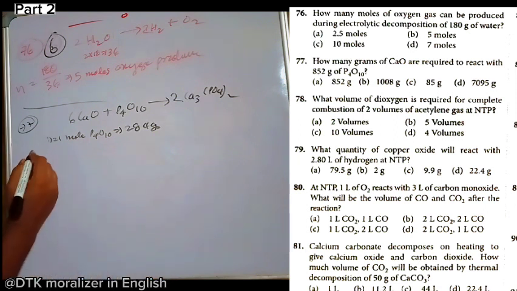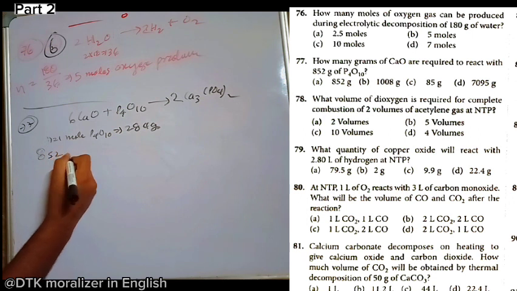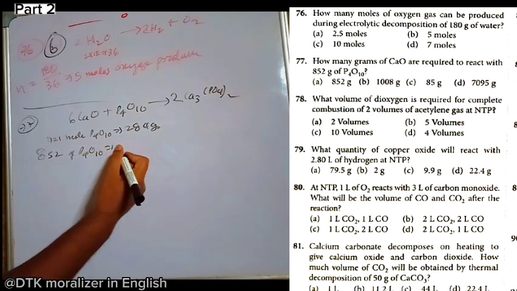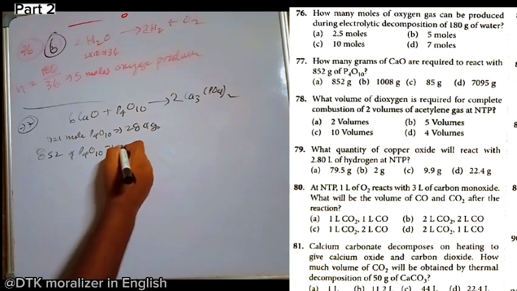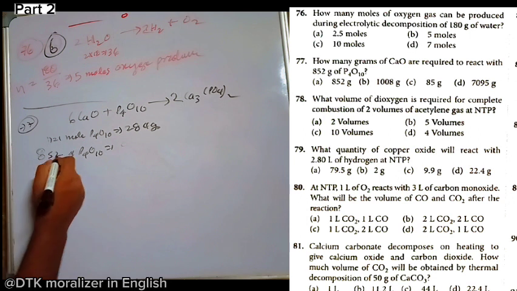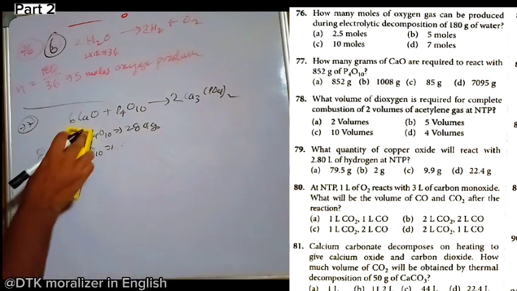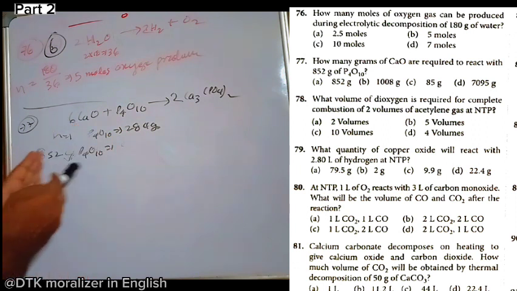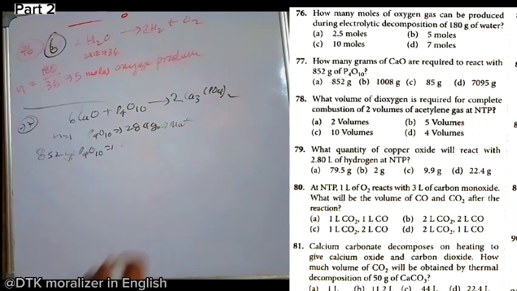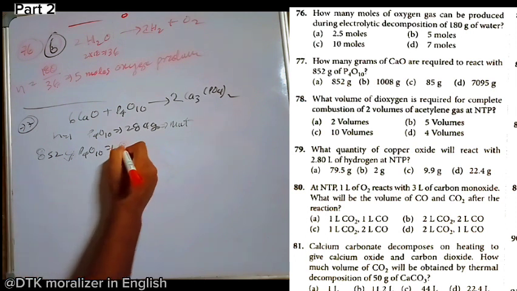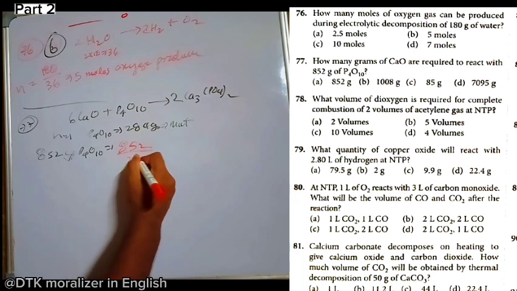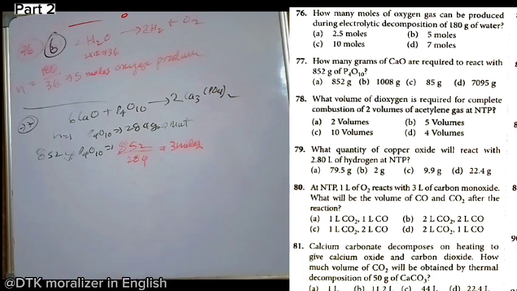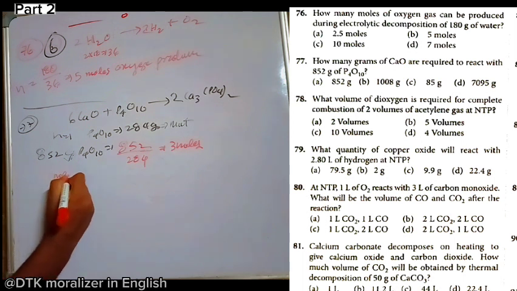Here 1 mole of P4O10 gives 284 grams, which is the molecular weight. So 852 grams of P4O10 is 852 divided by 284, which is equal to 3 moles.